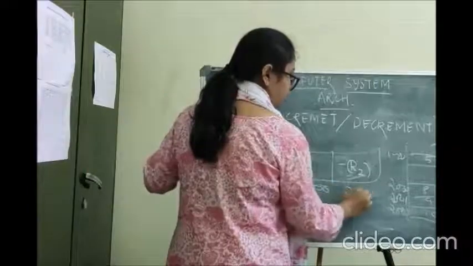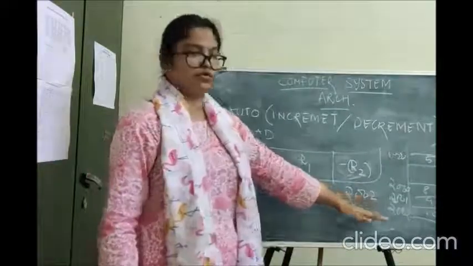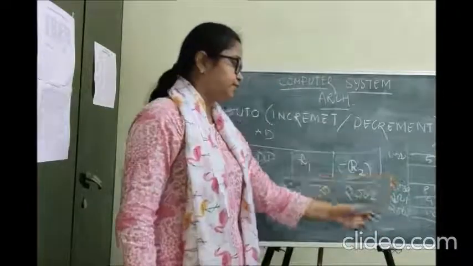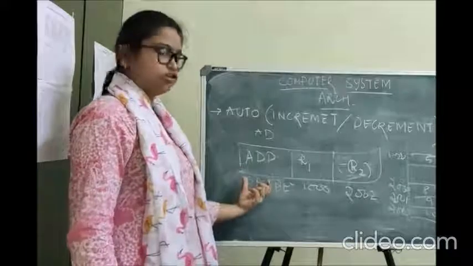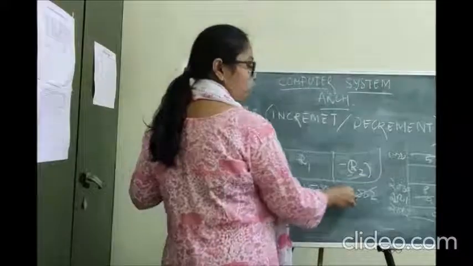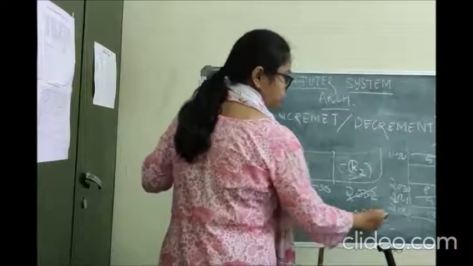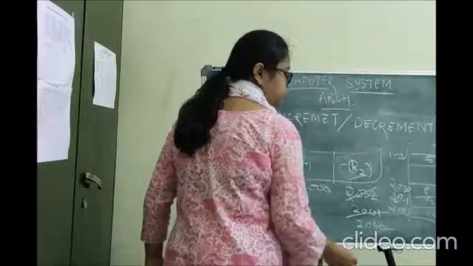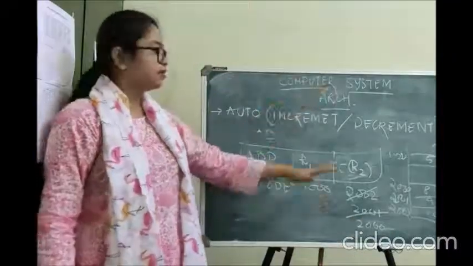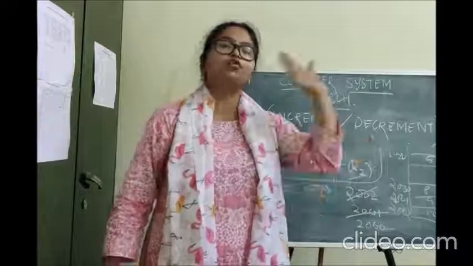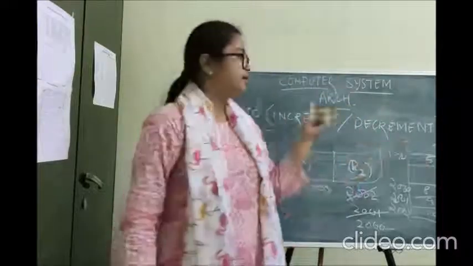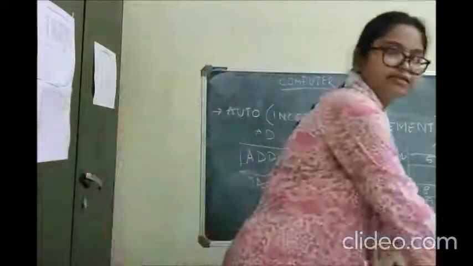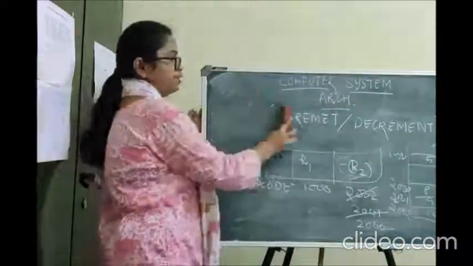Suppose we are referring to 2002 first. The effective address is 2002. Once 10 is fetched, 10 plus 5 is done, that is, addition is performed. After that, it is automatically decremented to 2001, followed by again automatically decrementing to 2000. So each time execution is done, the content of the register is automatically incremented or decremented in such a mode, that is auto-increment or decrement mode. I hope it is clear. We will move forward to the next addressing mode.